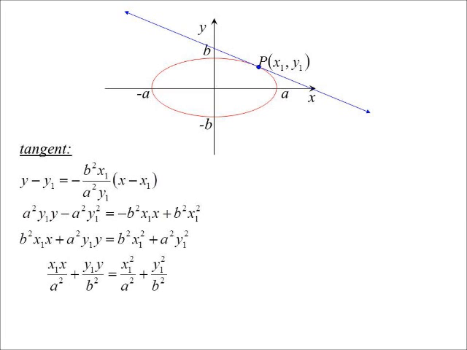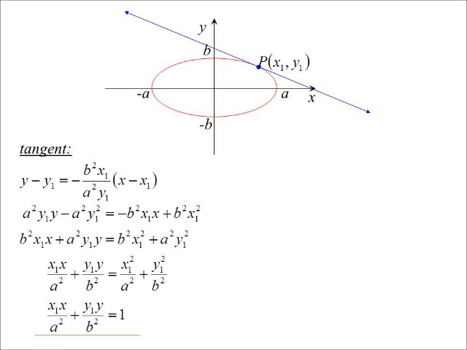Dividing everything by a squared b squared, and something very nice happens. On the right-hand side now, you'll see I've got x1 squared on a squared plus y1 squared on b squared. Well, that's very familiar. That's the equation of the ellipse. And x1, y1 lies on the ellipse. So therefore, I actually know the value of the right-hand side. It's got to equal 1. Because when I substitute x1, y1 into the equation of the ellipse, I must get 1, because that's what the formula was.